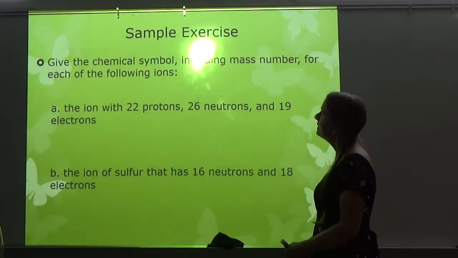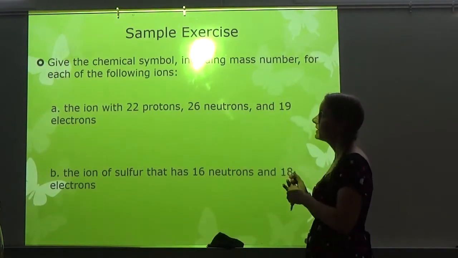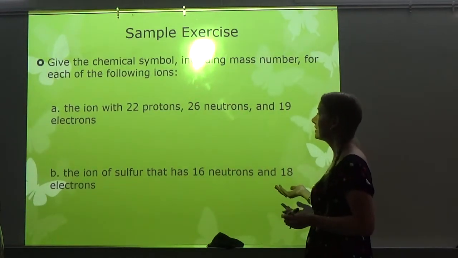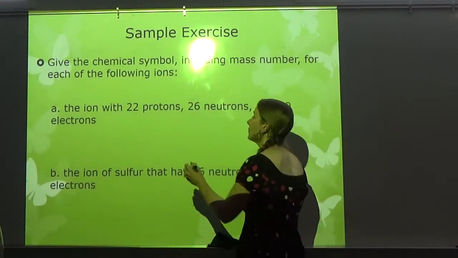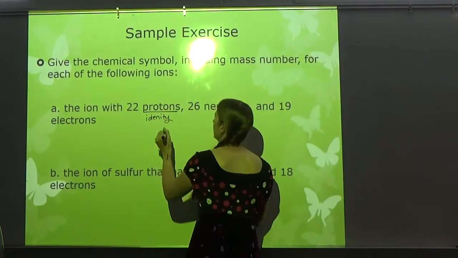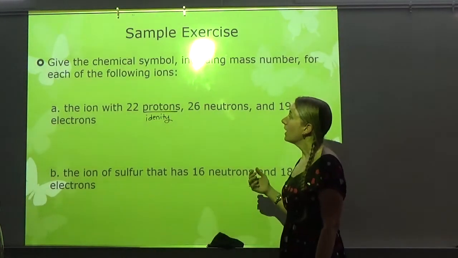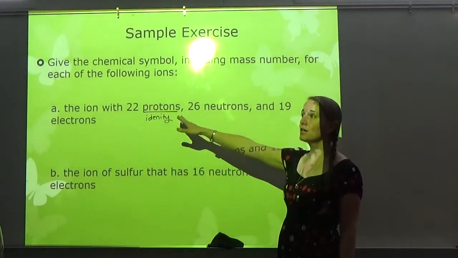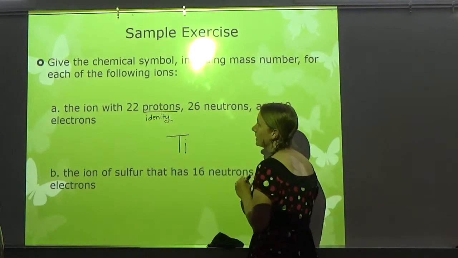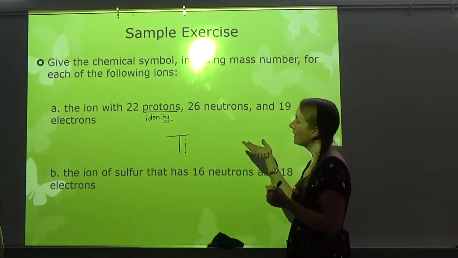Alright, so this says give the chemical symbol including mass number for each of the following ions. So it says an ion with 22 protons, 26 neutrons, and 19 electrons. Well, the protons gives me the identity of the element. That's how I can tell what the element is. So this is the identity. So I have 22 protons, so that means the element is titanium. So Ti.